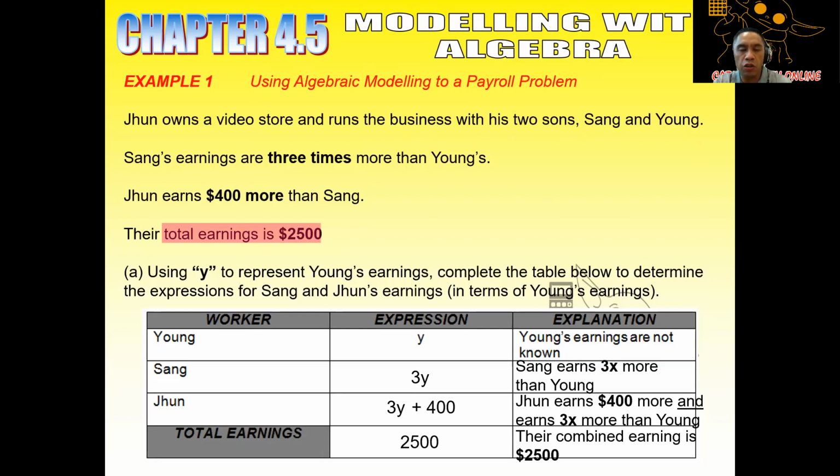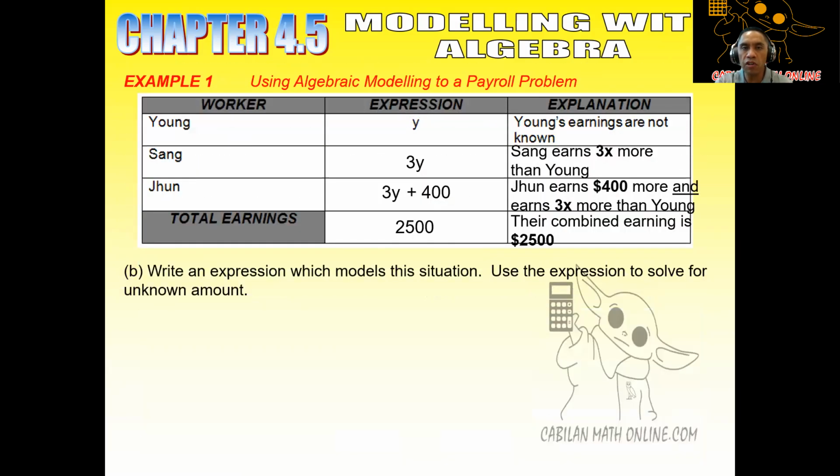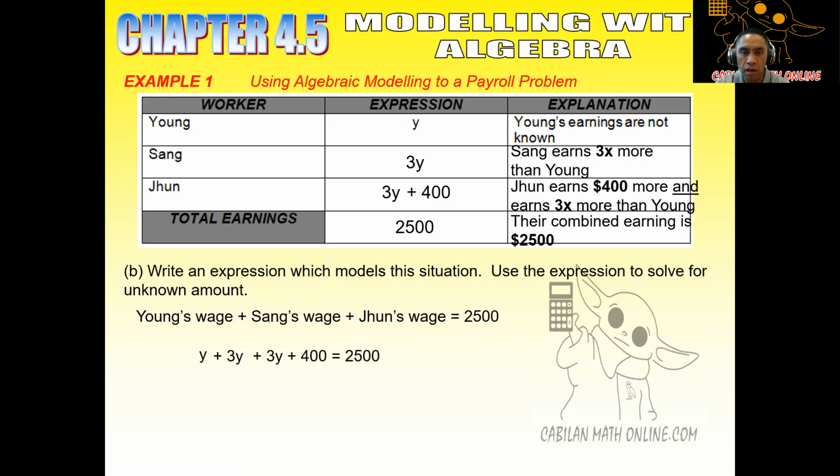Now, when you're looking at a total here, what you have to understand is that we're going to take each expression, add them all up, and let it equal the 2,500. And we're going to do exactly that. So starting off with Young's wage, which is Y, we're going to add Sang's wage to it, which is 3Y. We're also going to add June's wage to it, which is 3Y plus 400. And then all those 3 expressions added together will add up to 2,500.